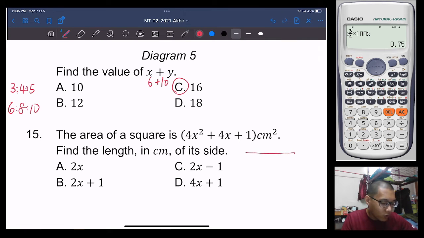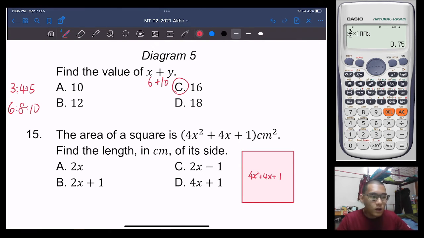So we can try to draw. Okay, in the picture we have a square. Can we draw a square? A square. In this area, this shaded region, the area is 4x squared plus 4x plus 1 cm squared. So find the length of each side. That means the lengths should be equal, right? How do we find the length? That means we have this one equal length, so this times this one equals this quadratic form.